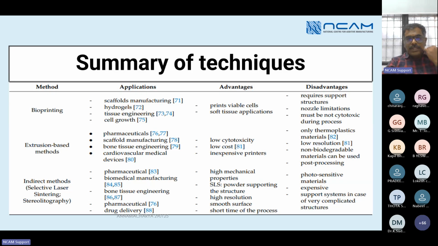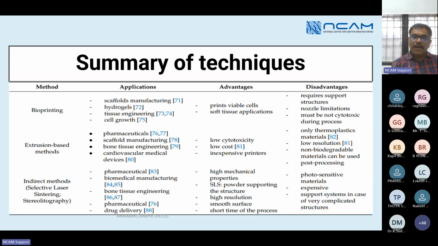To summarize, this is taken from one of the papers, guys. I just want to inform you, this was a discussion. This was one of the papers which I adopted for this session. If you see the summary of the techniques, applications, advantages and disadvantages as a tabulation, you see the method is bioprinting.